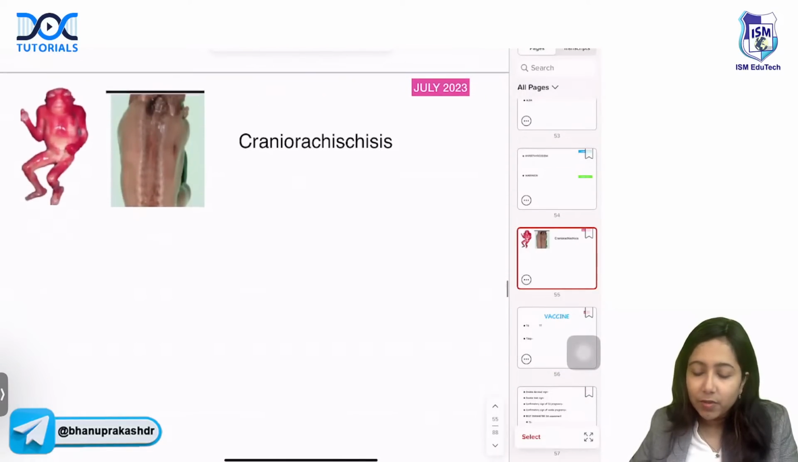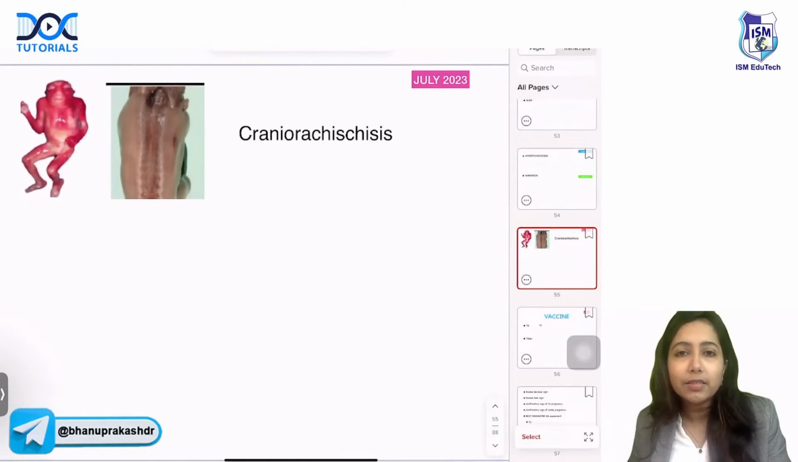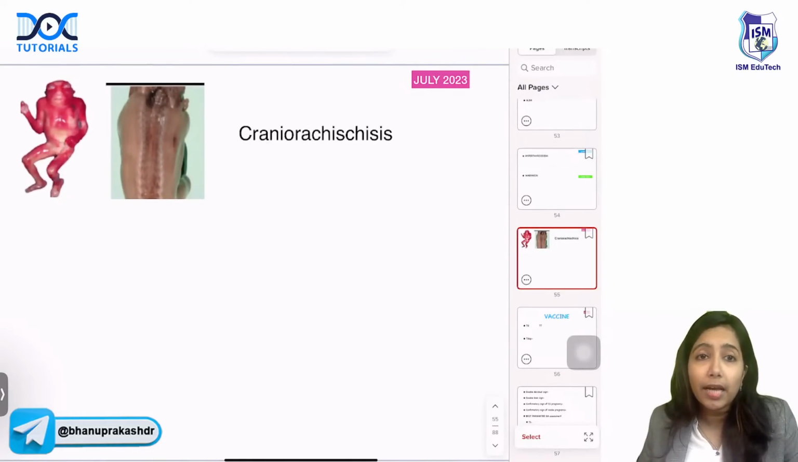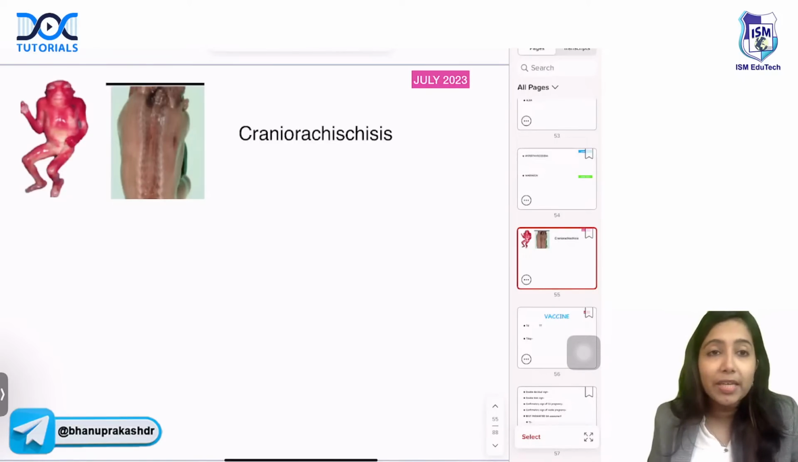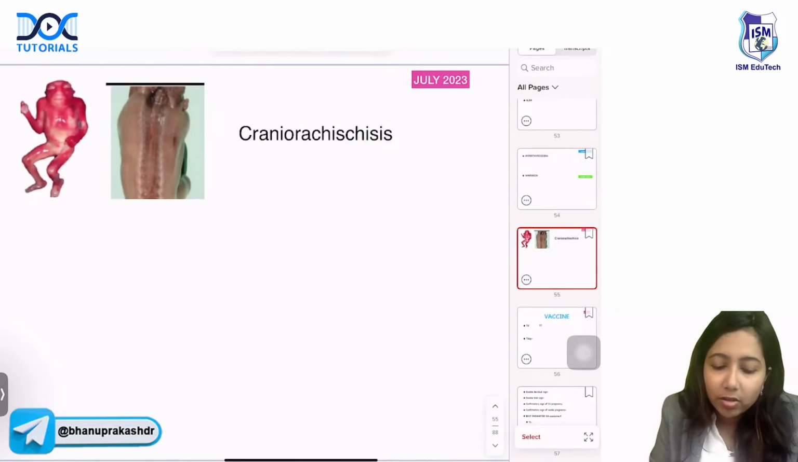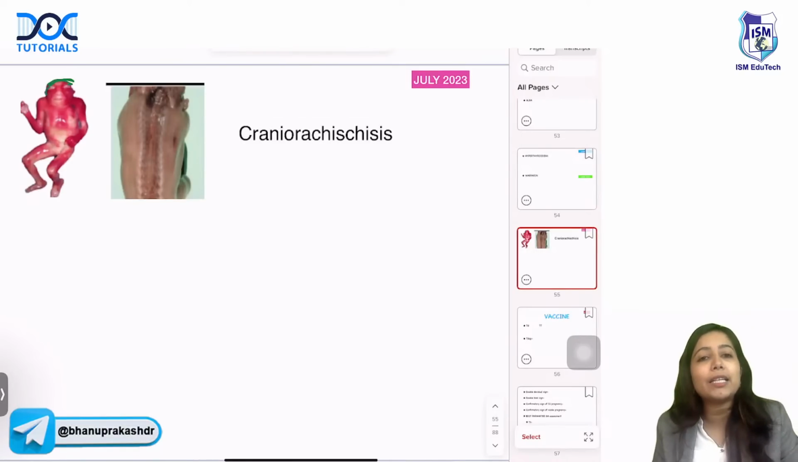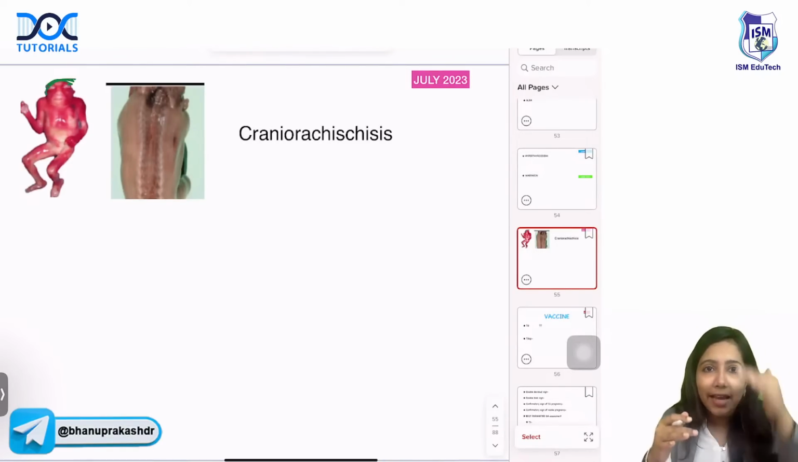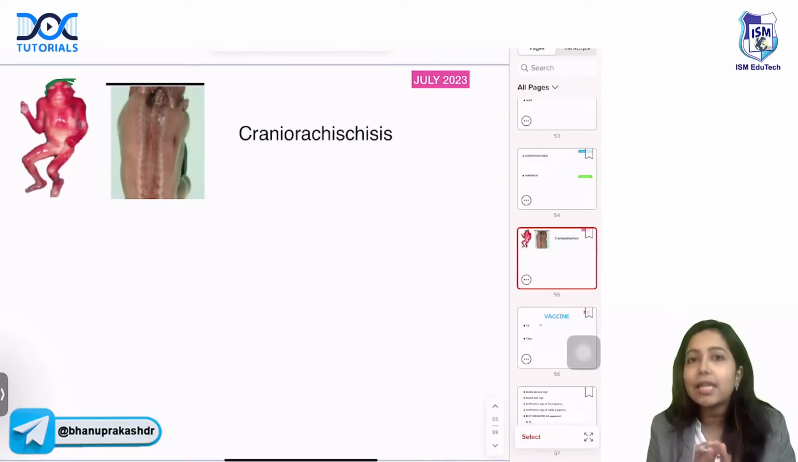All right. So this was an image-based question that came last year. This is basically showing you craniorachischisis. How do you identify it? A main problem that students face was that by looking at this image, they thought about anencephaly. But along with that, you see that the cranial vault is absent. They have this flat head. It is anencephaly.